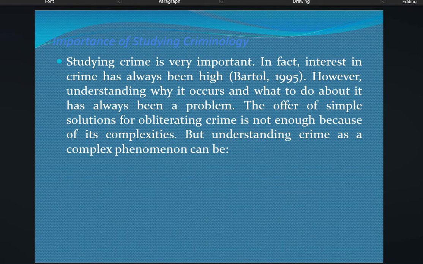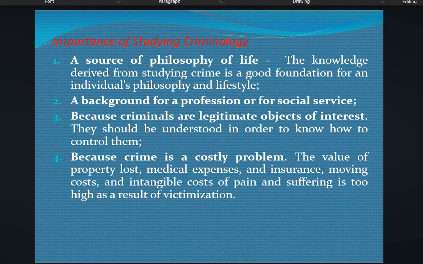Ano yung nag-push sa inyo? What makes you motivated on studying criminology? So, importance of studying criminology. Number one is source of philosophy of life. The knowledge derived from studying crime is a good foundation for an individual's philosophy and lifestyle.